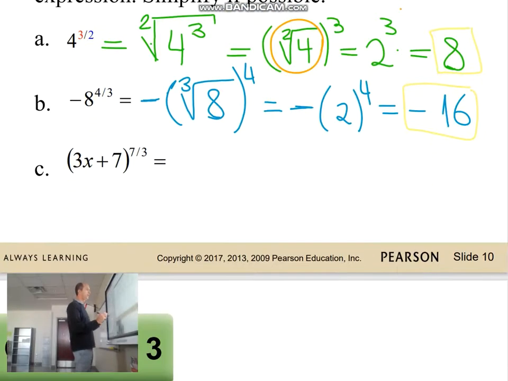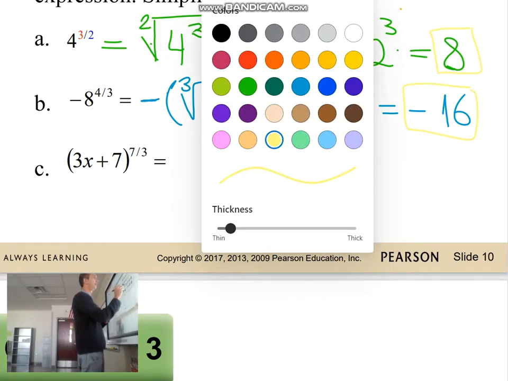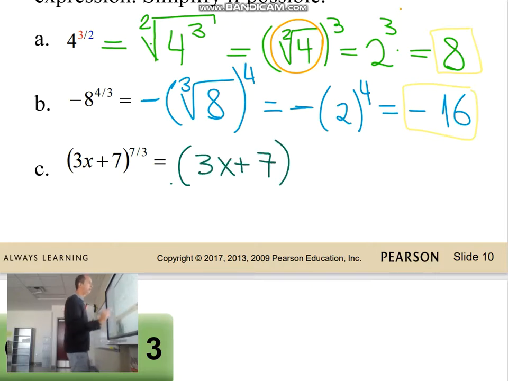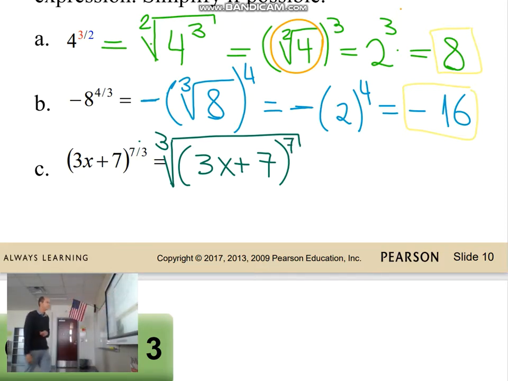Now check this expression. We will have 3x plus 7, and we can write this as a root, and the denominator is 3, that means it's going to be a cube root, and the numerator is 7, so 7 is the exponent. We can simplify as we have seen before.